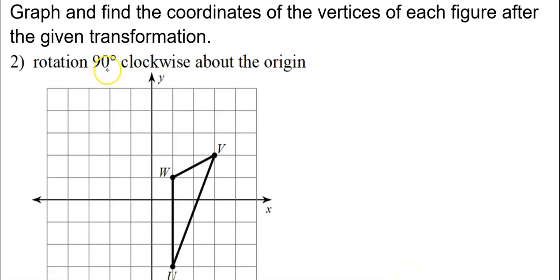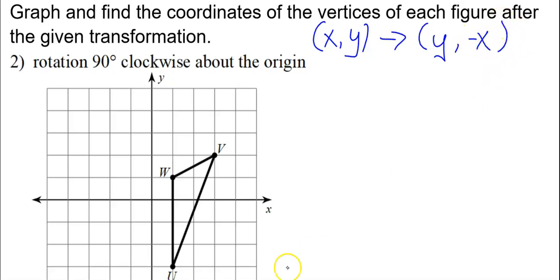All right, let's do a 90 degrees clockwise rotation. 90 degrees clockwise says start at your point. Start at any point. Write Y first, write X second, change its sign. That's the rule. Okay, let's figure out where this point is.